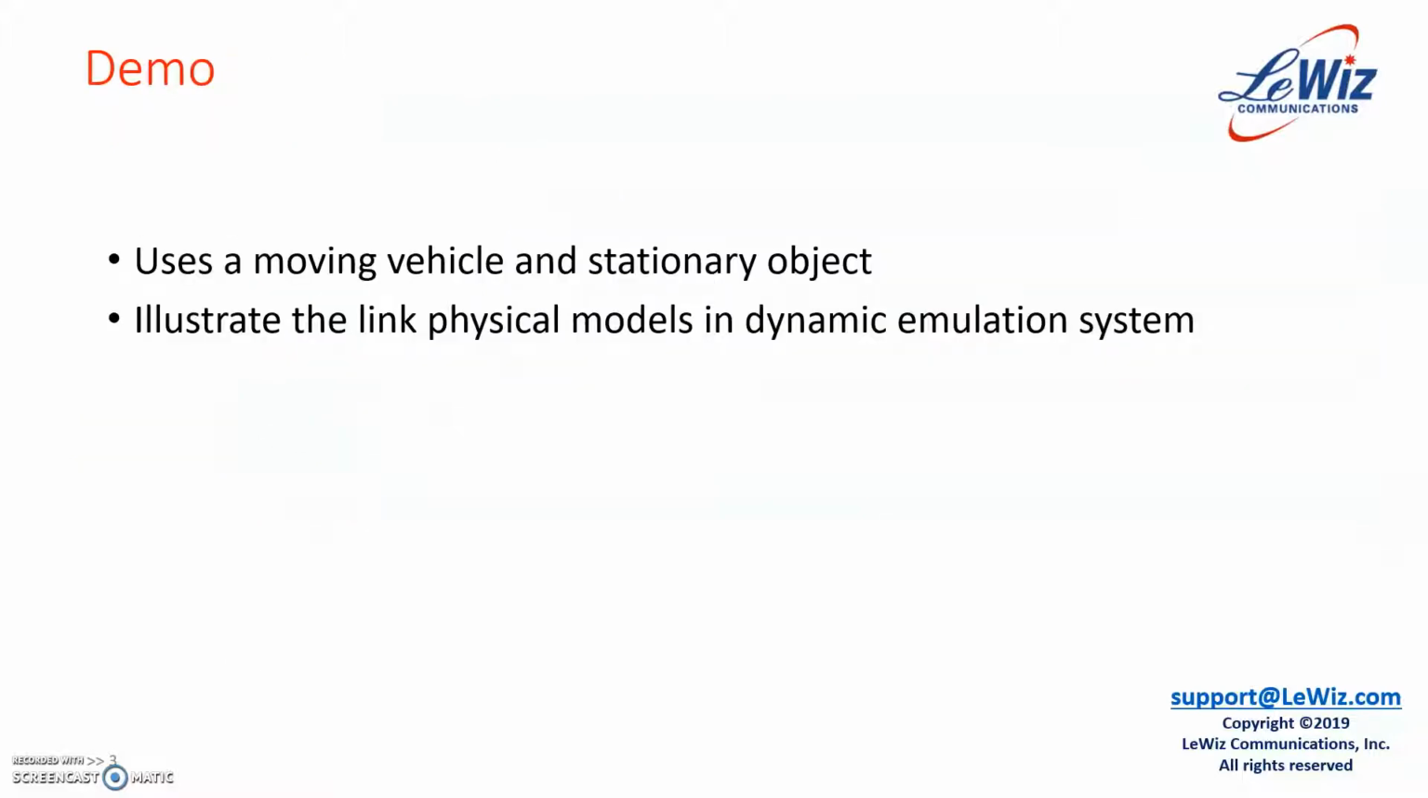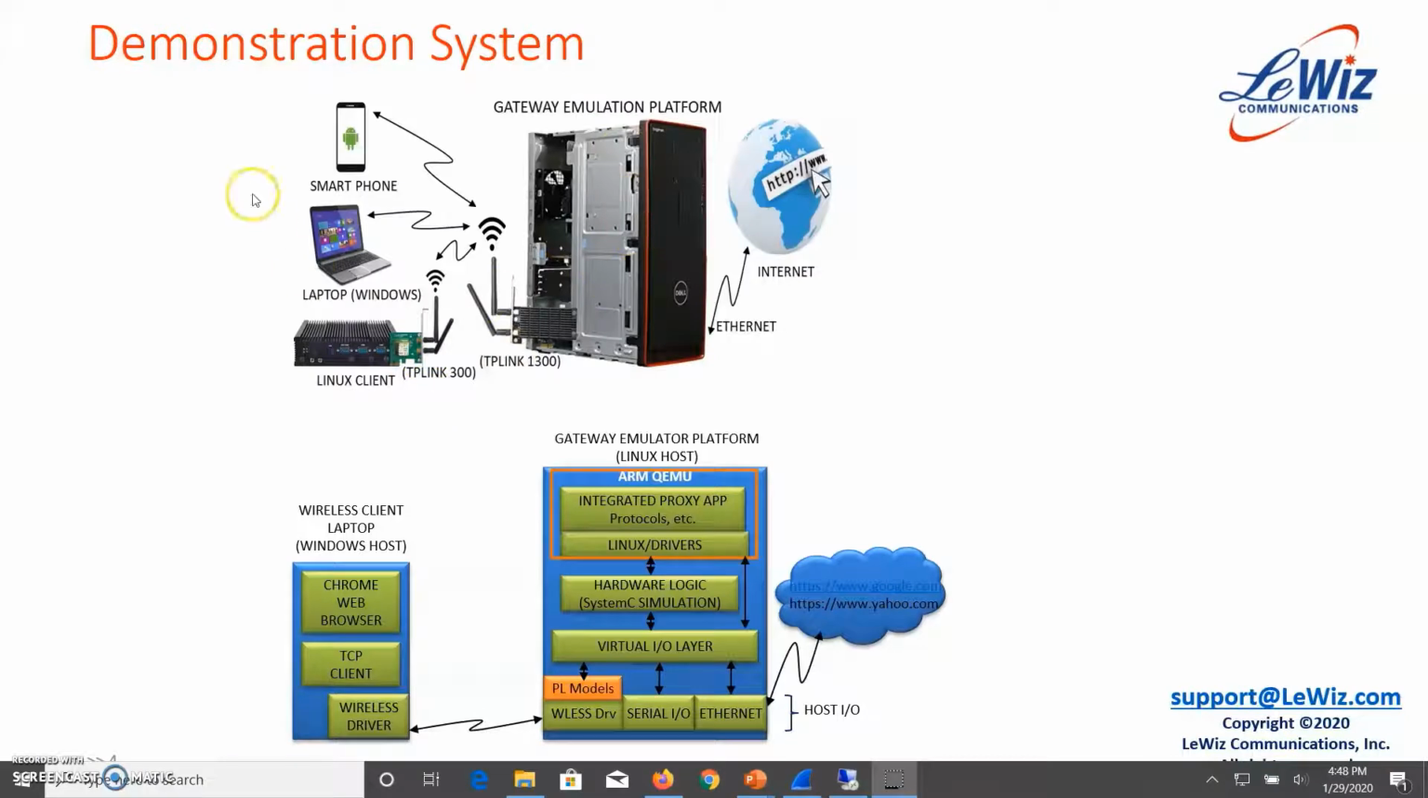The demo that we'll show you next uses a moving vehicle and a stationary object. It illustrates the link physical models in dynamic emulation systems. In this demo, we will be using the system configuration shown in the diagram. We have a Windows laptop acting as a wireless client, which is connected to the wireless gateway through a Wi-Fi link.